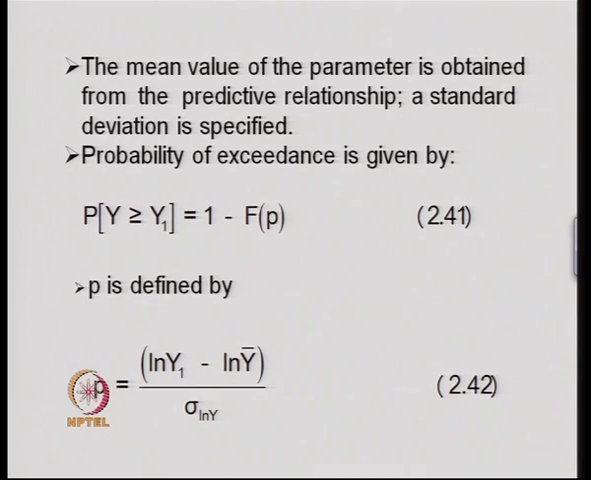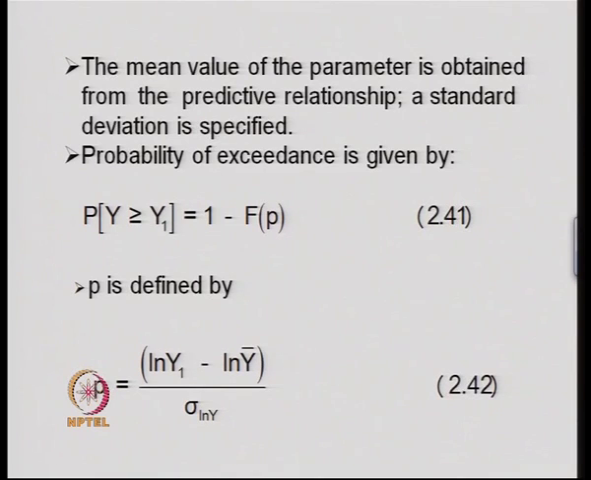The mean value of the parameter is obtained from the equation or the predictive relationships, and there is a standard deviation which is specified. That is, the mean value is provided in terms of log value, and the standard deviation also is in terms of sigma ln of the parameter.